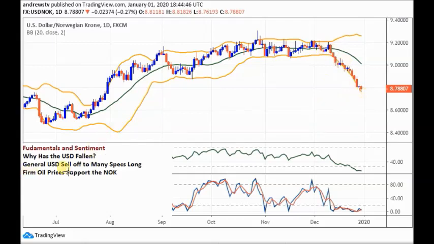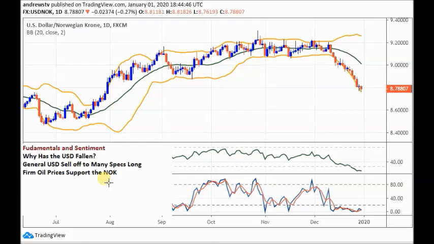Well, generally, you've had a USD sell-off across the board. There were just too many speculators long. This isn't the only pair the USD has corrected in. But a major influence in this pair is that firm oil prices have been supporting the NOK. And we're looking at the crude oil chart. We think we're going to get a turn down there, and that will hurt the NOK.